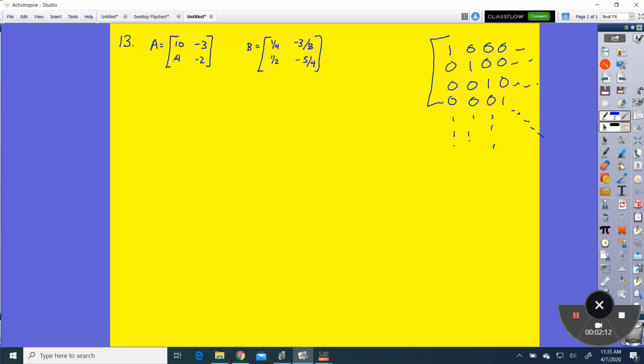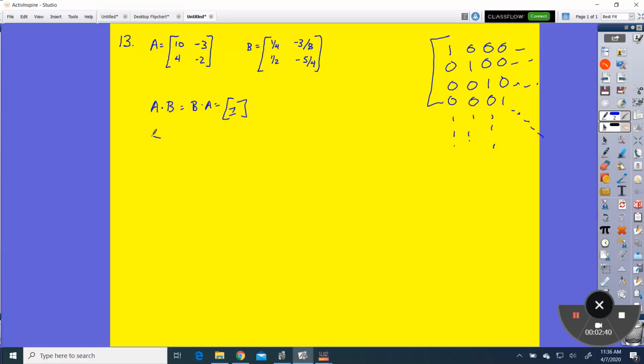So on question 13, it says, determine whether A and B are inverses. So we need to find out if these two are inverse matrices. So what we're going to do is go A times B. In order to be inverses of each other, they have to be square. We aren't going to ask you to find inverse matrices of things that are not square. By square, I mean it's like a 2 by 2 or 3 by 3 or 4 by 4. So I need to find out if A times B equals B times A, which equals the identity matrix.